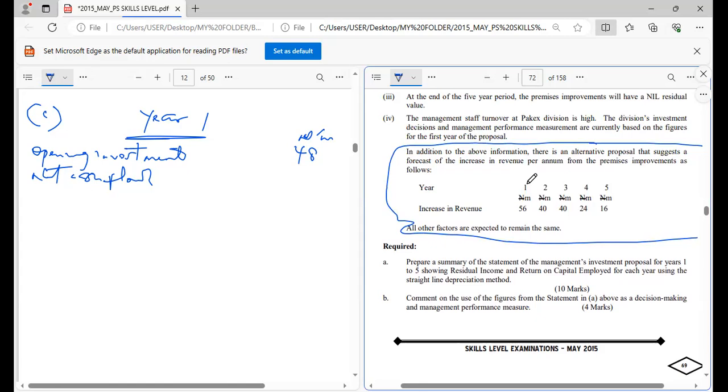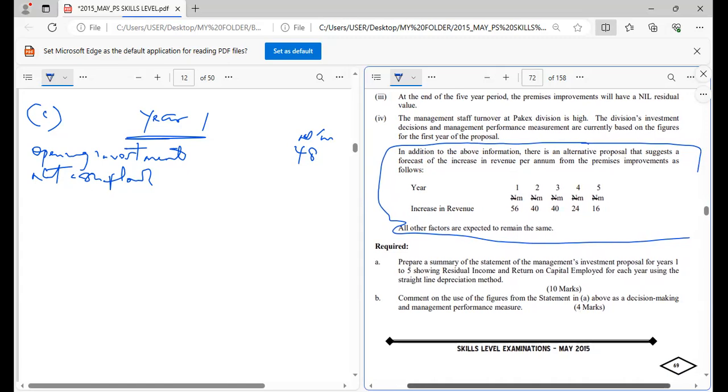Okay, let's move on. In addition to the above information, can you see it? Yes, sir. Which above information are they talking about? What we have read earlier on. So there's an alternative proposal that suggests a forecast of the increase in revenue per annum from the premises improvement as follows: 56, 40, 40, 24, 16 million.